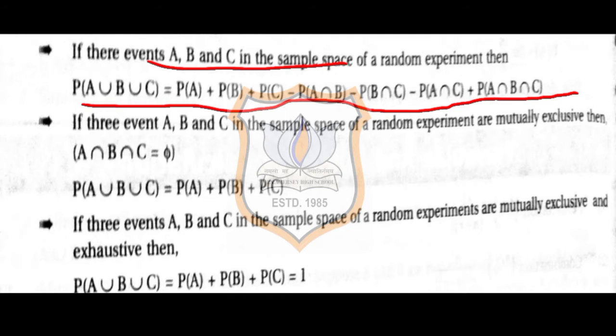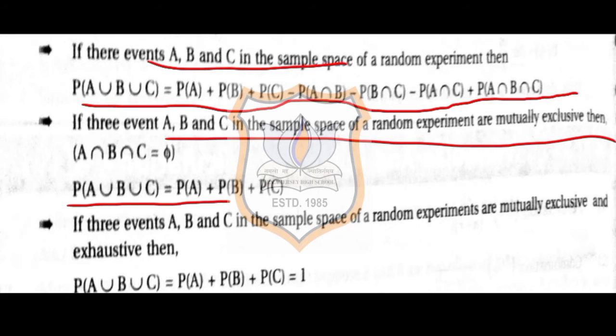Again, the same two cases we can have. If A, B, C are mutually exclusive, then all the intersections will be empty, so all their probabilities will be 0. That means P(A intersection B) will be 0, P(B intersection C) will be 0, P(A intersection C) will be 0, and P(A intersection B intersection C) will be 0. So we will have P(A union B union C) equal to P(A) plus P(B) plus P(C).